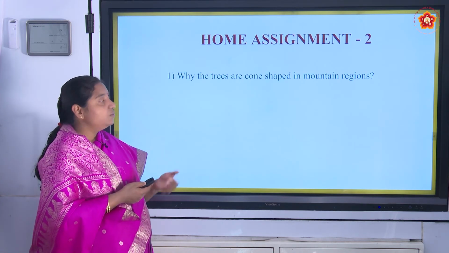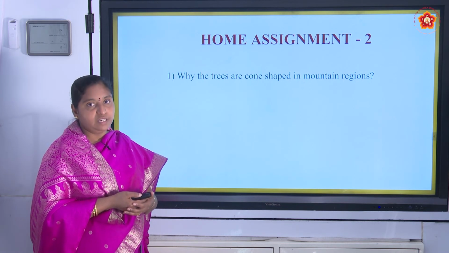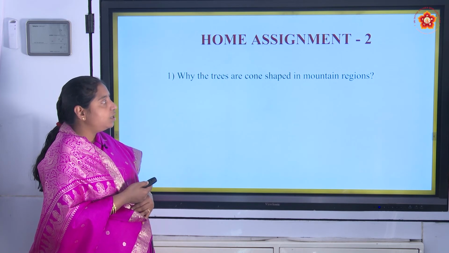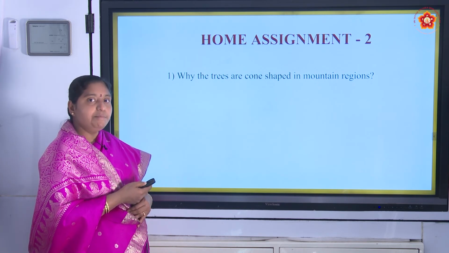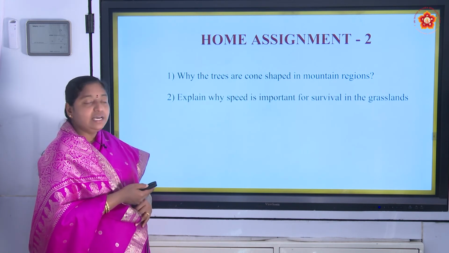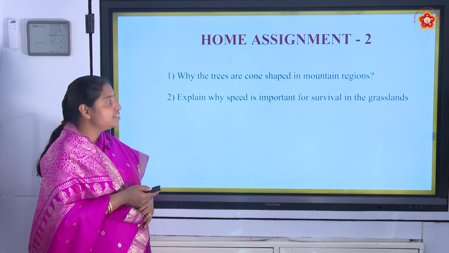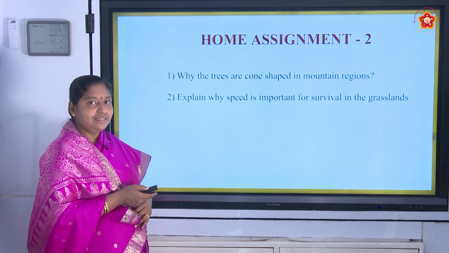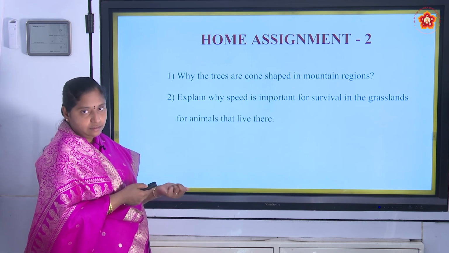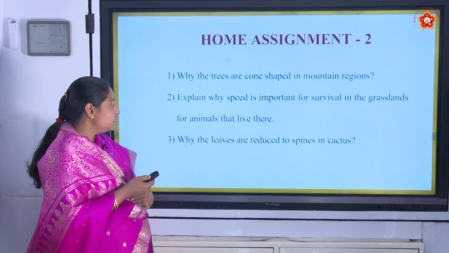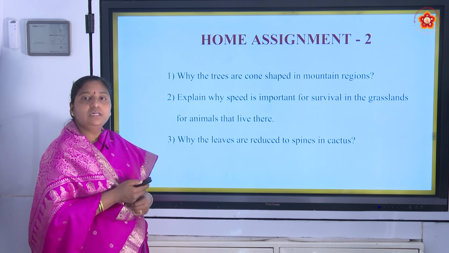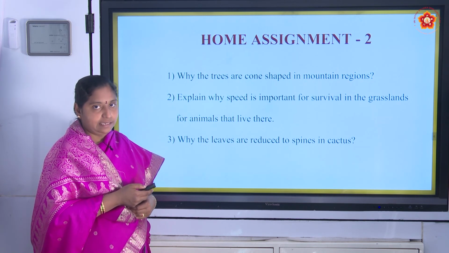And now we will see the home assignment for this session. Why are the trees cone shaped in mountain regions? Explain why speed is important for survival in the grasslands for animals that live there. Next question. Why are the leaves reduced to spines in cactus?